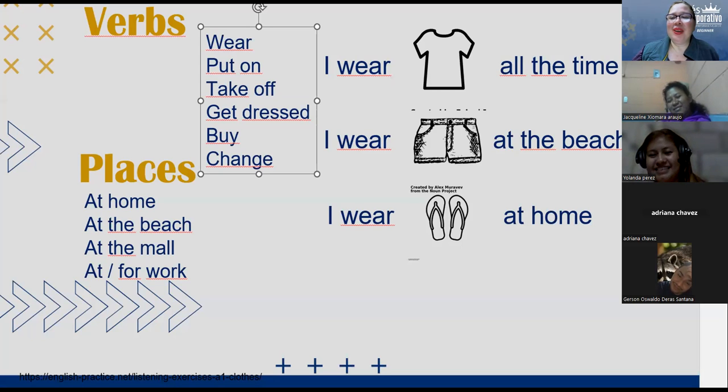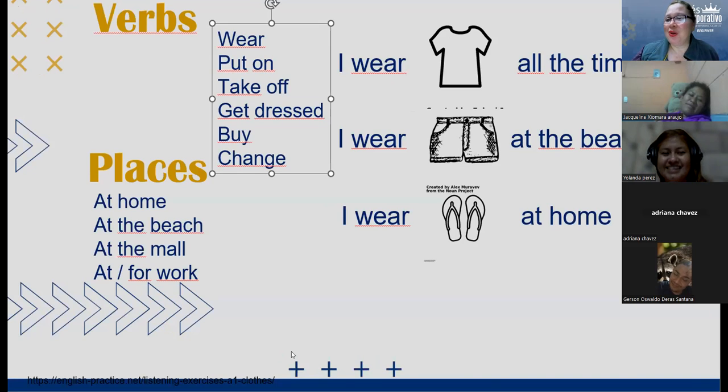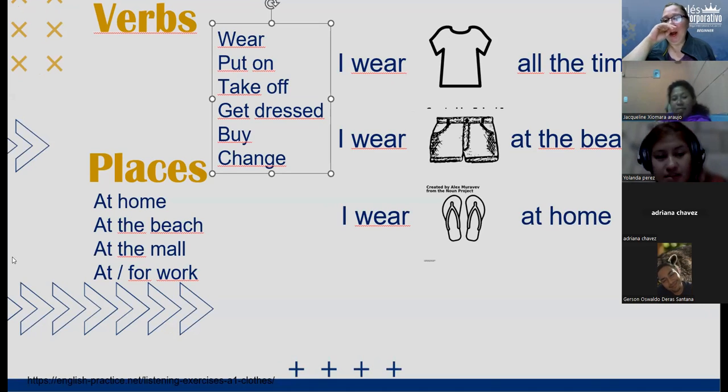What clothes are you buying for Christmas? What clothes are you wearing for Christmas? Ah, that's a good one. Thank you, Yolanda.